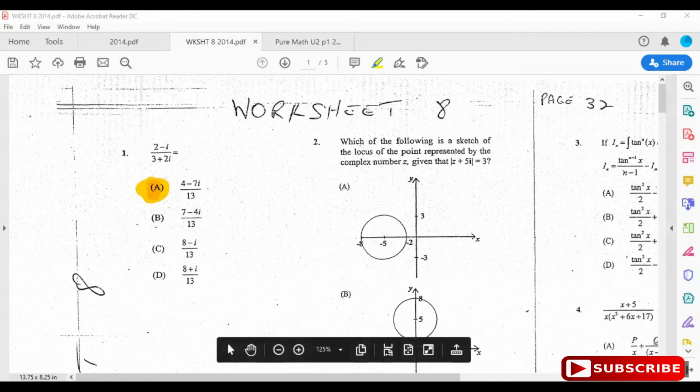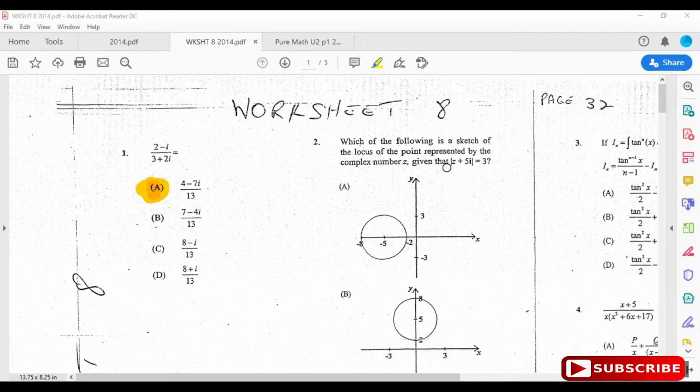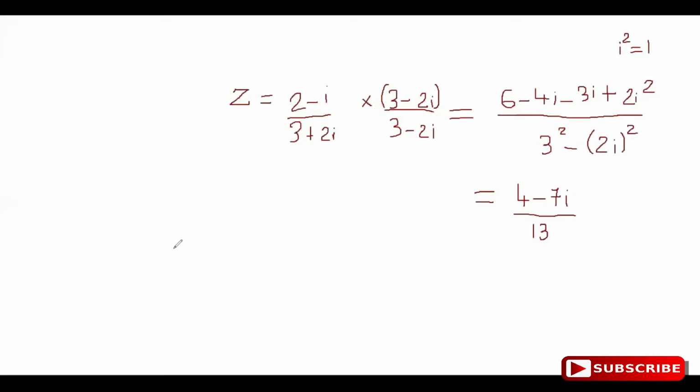Question 2. It says, which of the following is a sketch of the locus of the point represented by the complex number z, given that the modulus of z plus 5i is equal to 3. All right. So the first thing is that in order to talk about the locus, you have to write it in its standard form, the modulus of z minus a is equal to r.